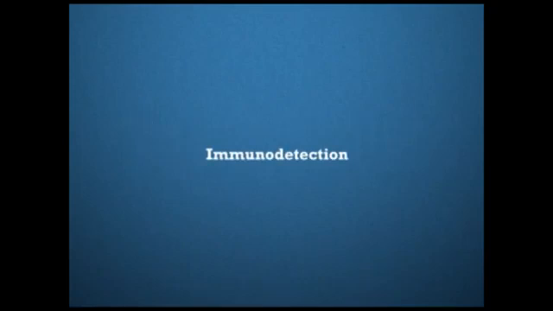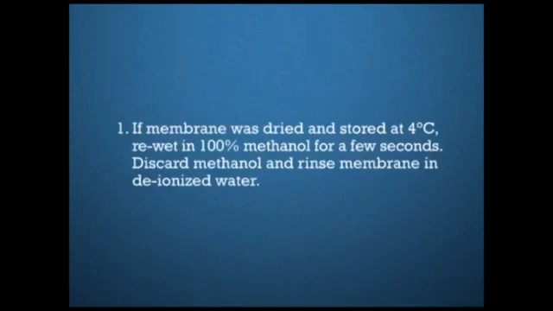In the next step of Western blotting, we have immunodetection, in which the first step is blocking. If membrane was dried and stored at 4 degrees centigrade, re-wet it in 100% methanol for a few seconds. Discard methanol and rinse membrane in deionized water.